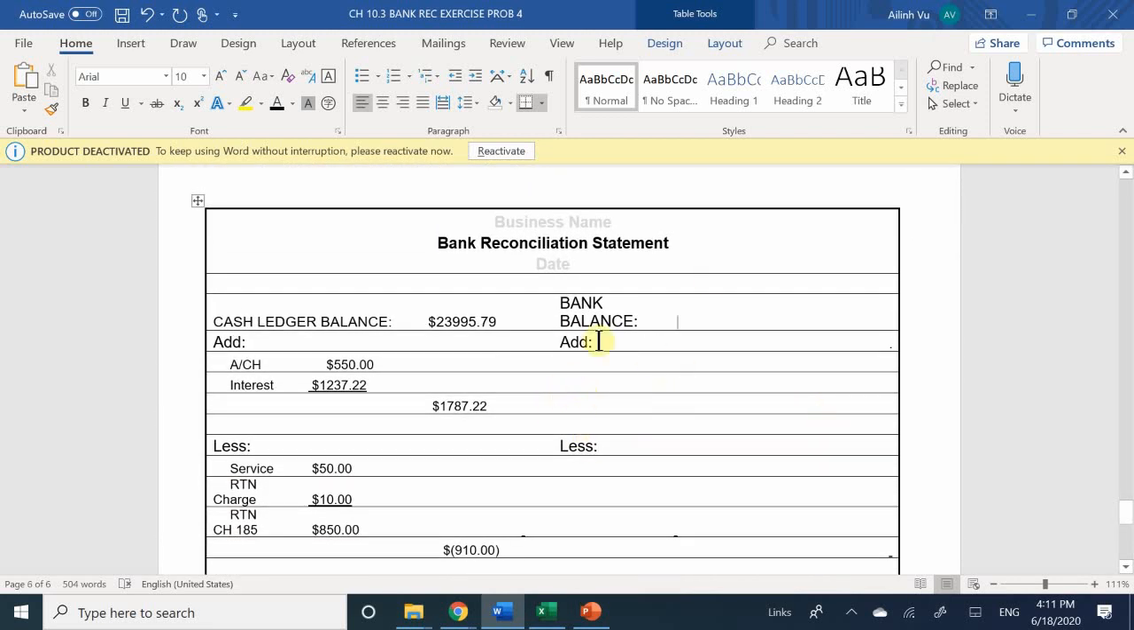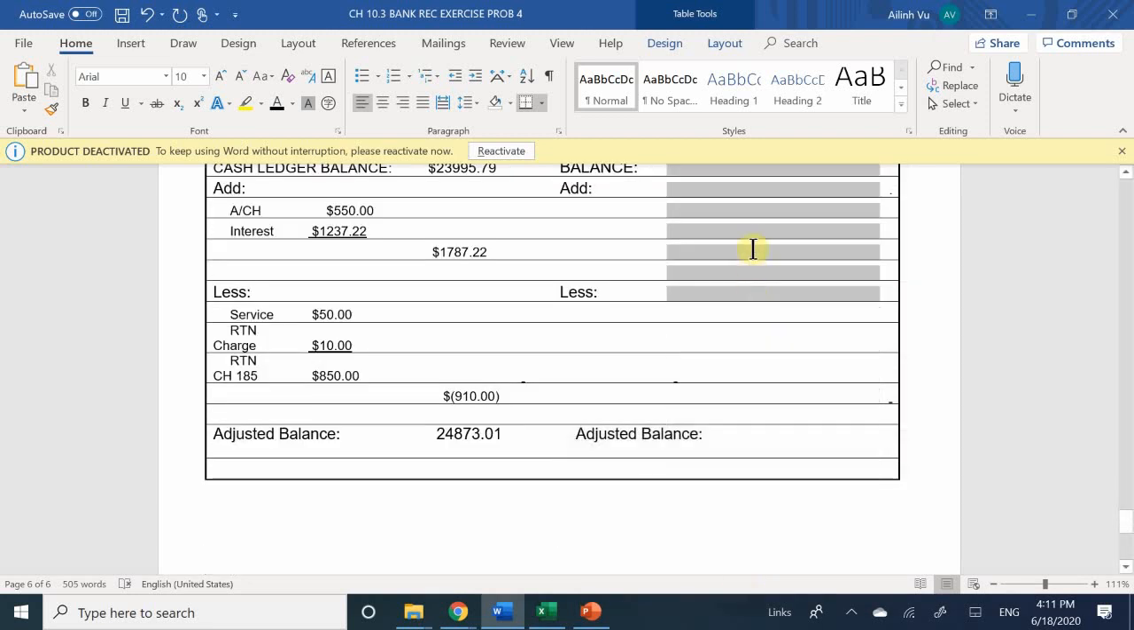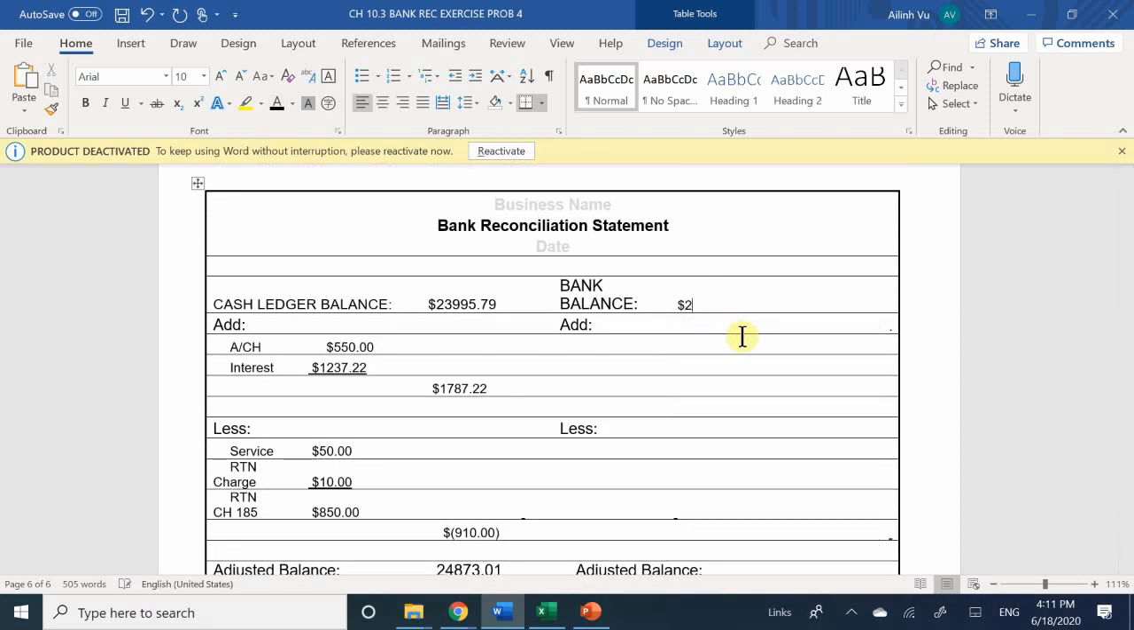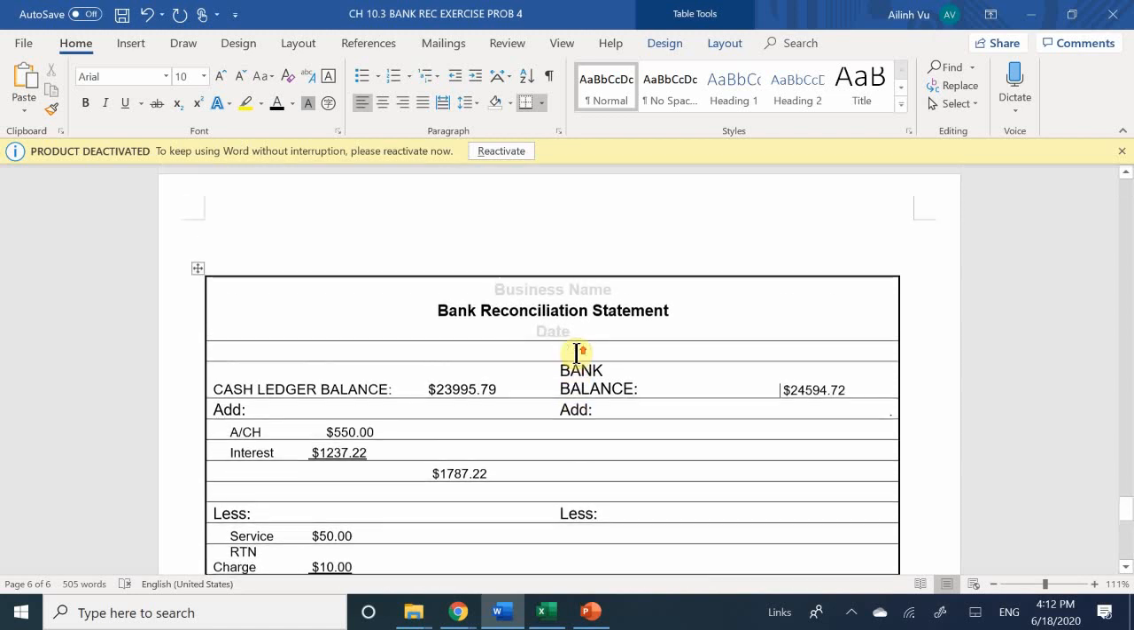Okay, so bank is going to start off with 24,594.72 as our number that we're going to start off with. Yes. Okay, good. So let me see if I can move this over. Okay. So what is the first thing we need to add into our bank? Deposits. Yes, now it's deposits.